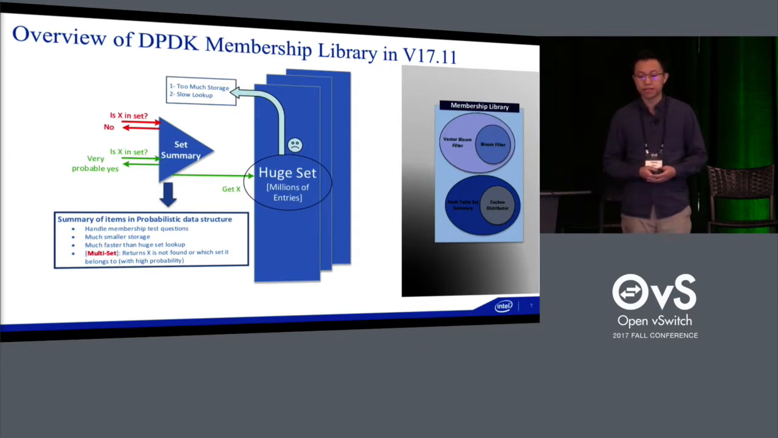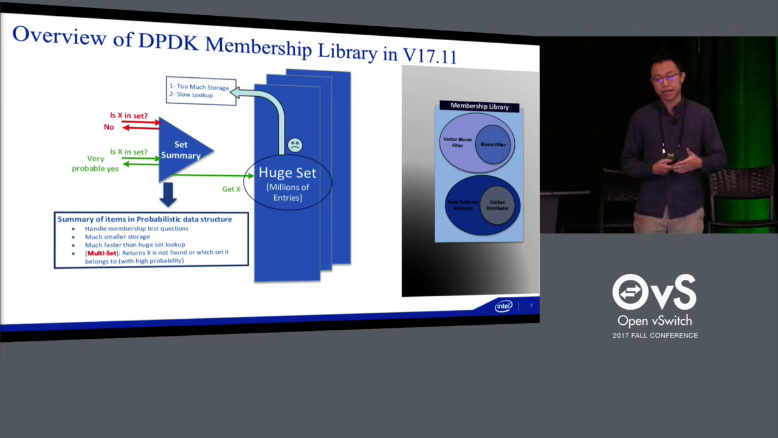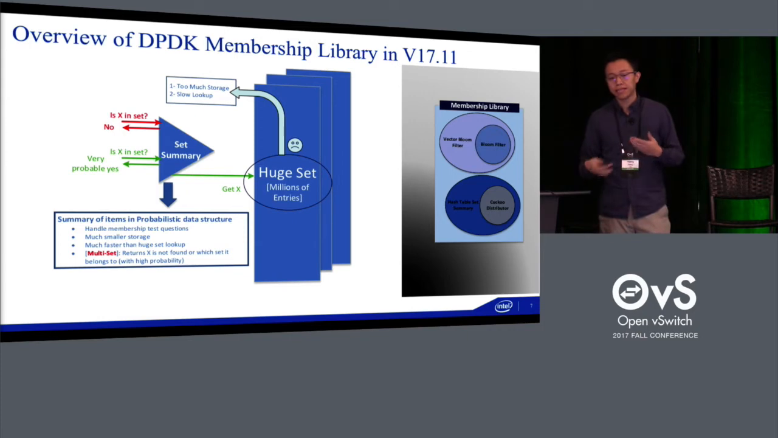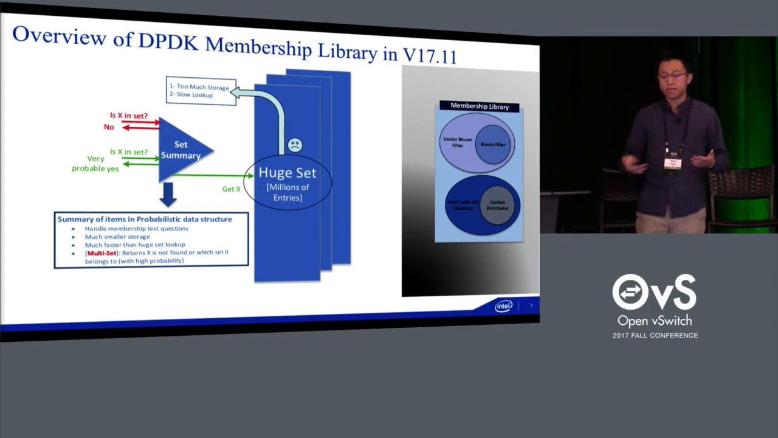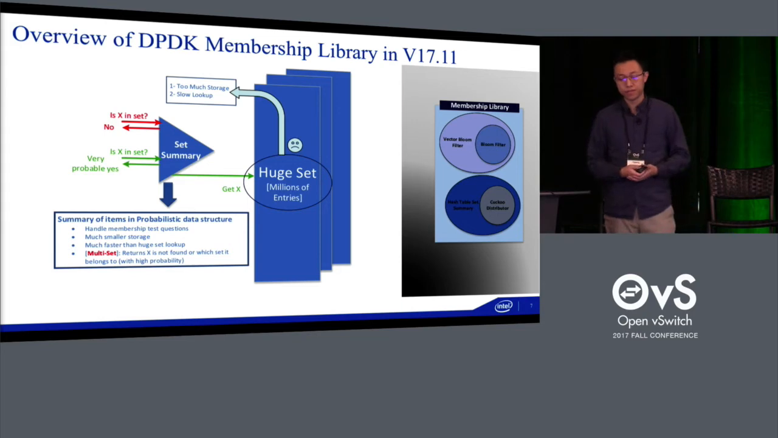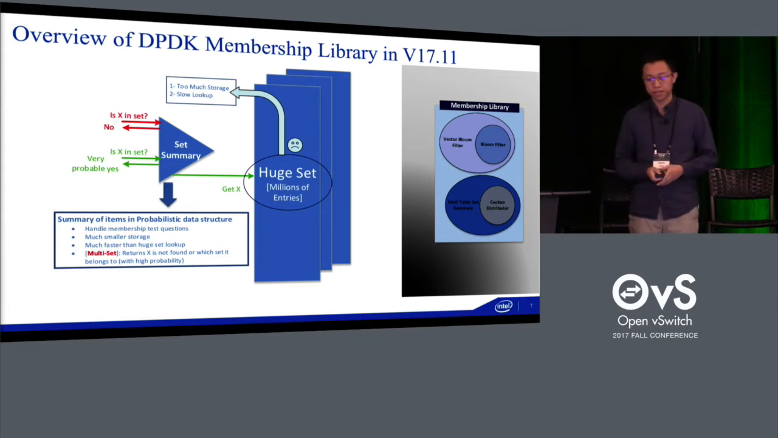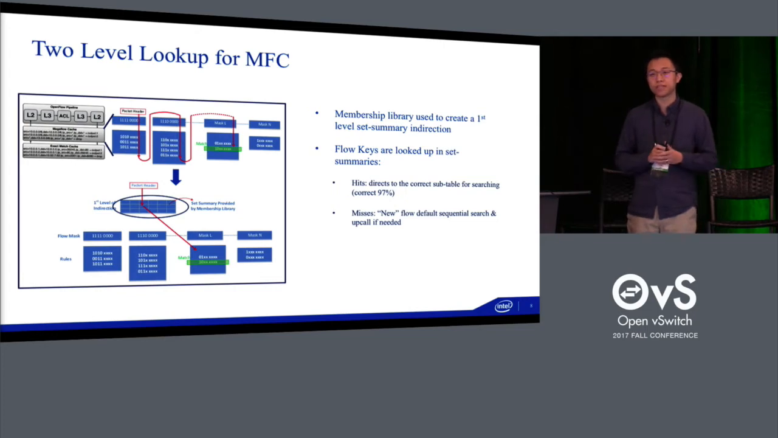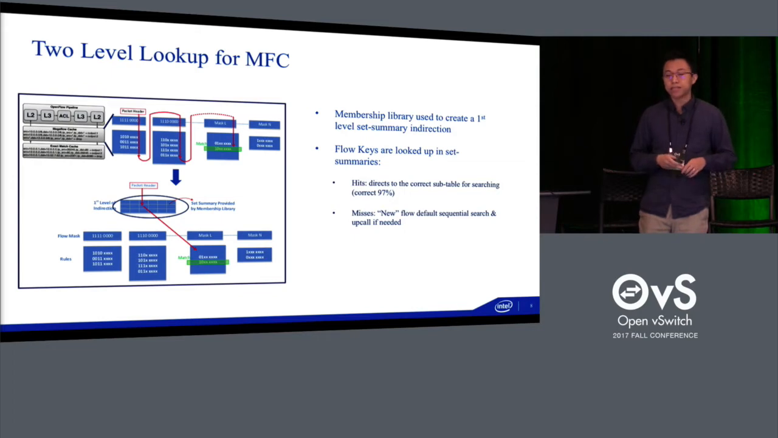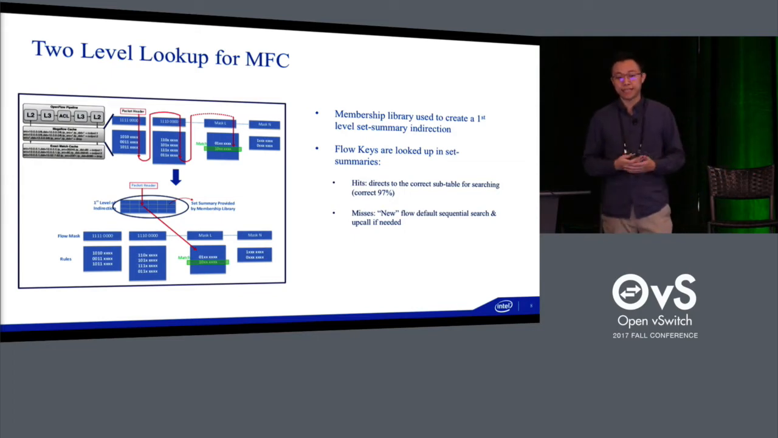So this is a more detailed example. Given your key, the set summary is the membership structure. It will immediately return a result, yes or no. Yes means you belong to this set, and it also returns a target number: if you belong to that set, which target you want to go to. And if no, then we will immediately return a 0 to you. So that's a basic feature of the membership library. So how do we use this membership structure to speed up OvS megaflow search? Actually, the idea is pretty intuitive.